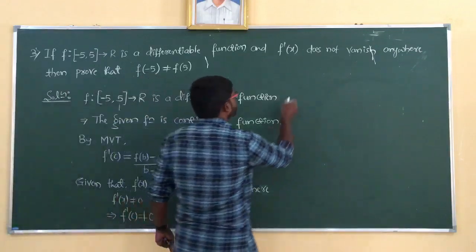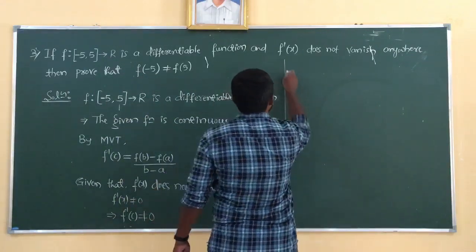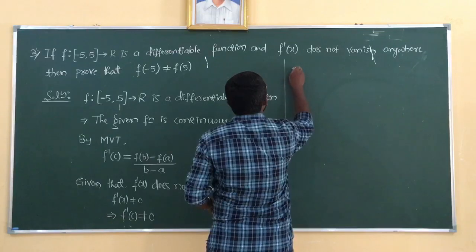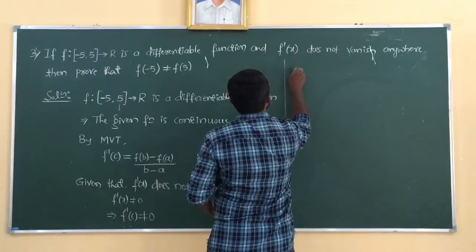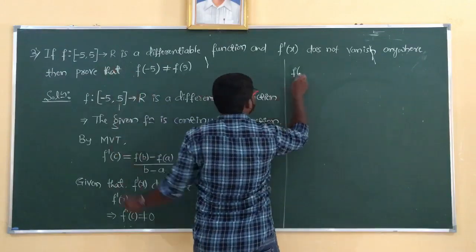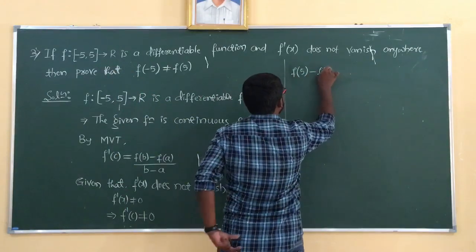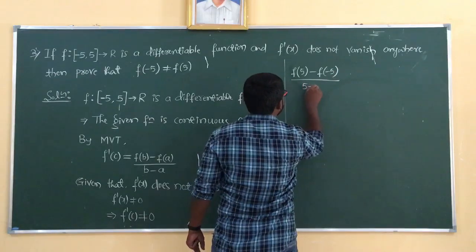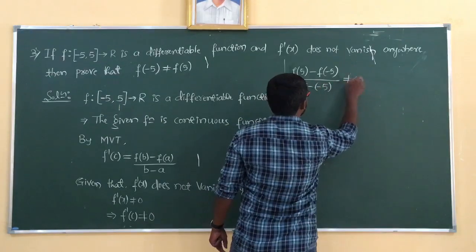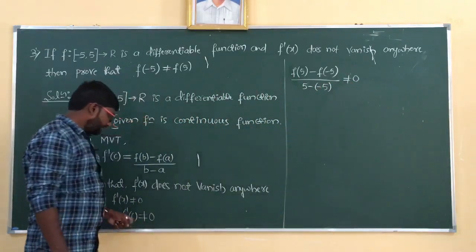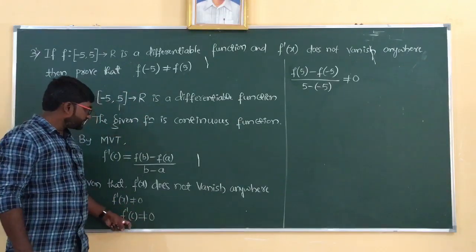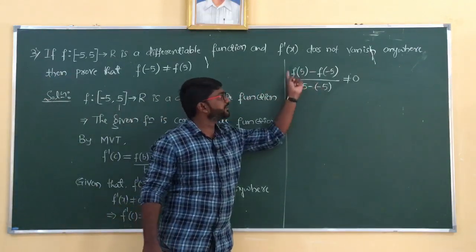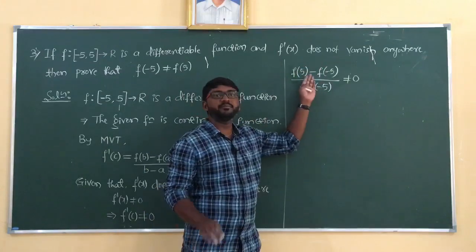So, what is f dash of c now by mean value theorem? Here f dash of c means, I will consider f of b, which is f of 5. So, f of 5 minus f of minus 5 divided by b minus a, that is 5 minus of minus 5, which is not equal to 0. So, here f dash of c is not equal to 0. So, what is f dash of c now? It is nothing but f of b minus f of a divided by b minus a, that I have considered here. In place of f dash of c, I have written the RHS of mean value theorem.